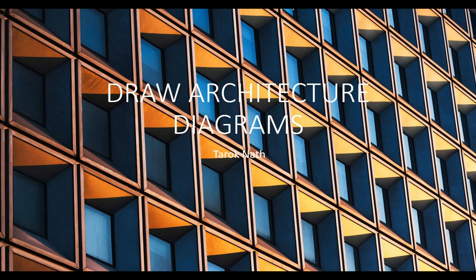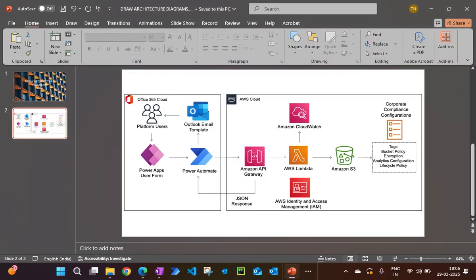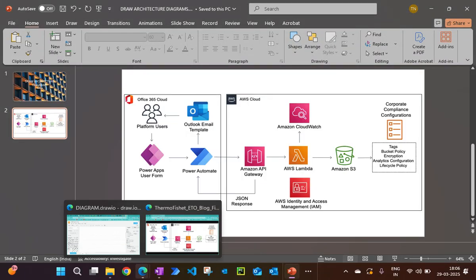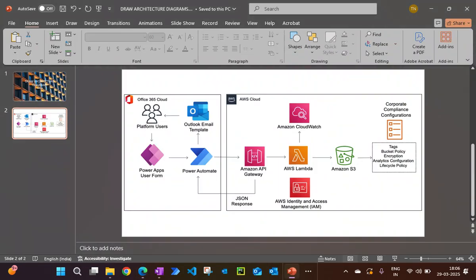So I have a sample diagram which I will try to replicate, not fully, but to whatever extent possible. This is my architecture diagram which I have taken from the internet. It contains some Power Automate, as well as some Power Apps and AWS. So let's see if we can match this architecture diagram using another tool called draw.io. Let's put it side by side.